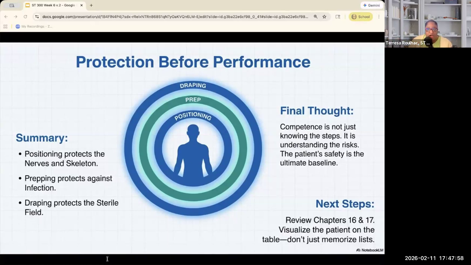For those of you that are watching the archive, I want you to explain the risks of a urinary catheterization. Explain the rationale of why we even do the surgical prep and what techniques are used to prevent contamination of the gloved hand while draping the patient.